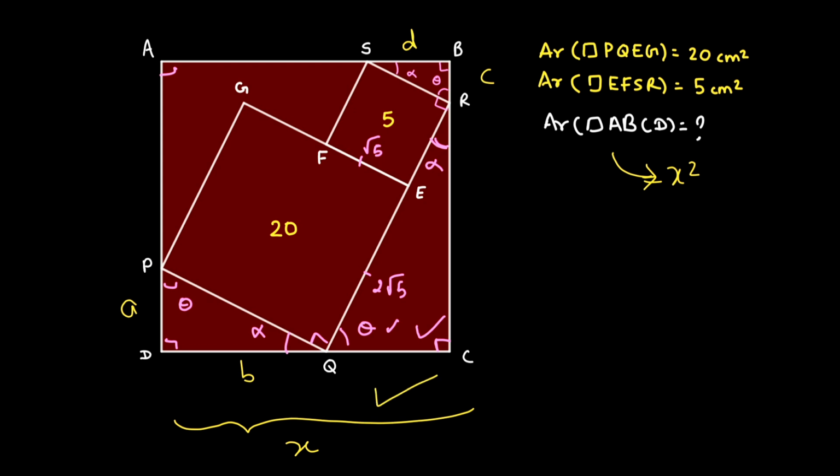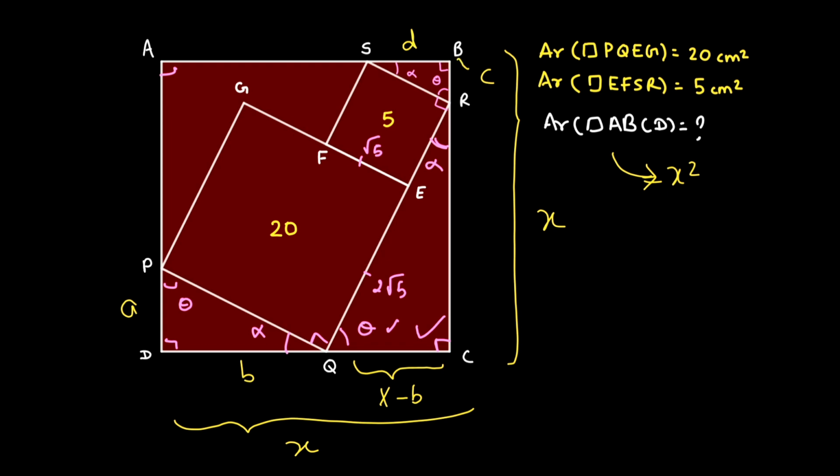The length from D to C is equal to x, the length from D to Q is equal to b. Therefore, the remaining length, that is from Q to C, will simply turn out to be the longer length minus the shorter length. Therefore, this length would be equal to simply x minus b. Okay, now as the quadrilateral ABCD is a square, all the four sides would be equal, and therefore the length from B to C would also be equal to x.